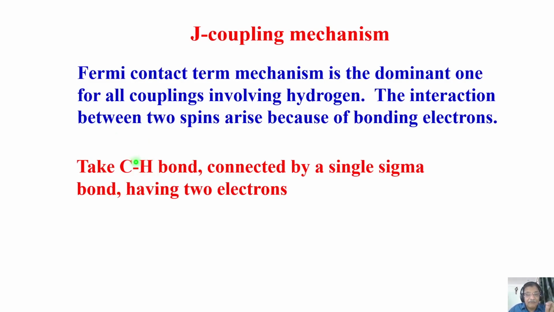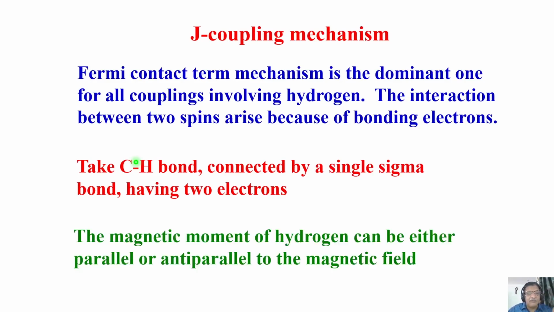Now, it must be connected by a sigma bond with two electrons. That's the CH bond we are considering. When we consider a CH bond, it is connected by a single sigma bond. And I am taking an isolated CH bond. Forget about what other things are attached to this carbon or this proton. I'm not bothered. Just for understanding purposes, I am taking a CH bond. It has a single sigma bond with two electrons. That's well known in chemistry.